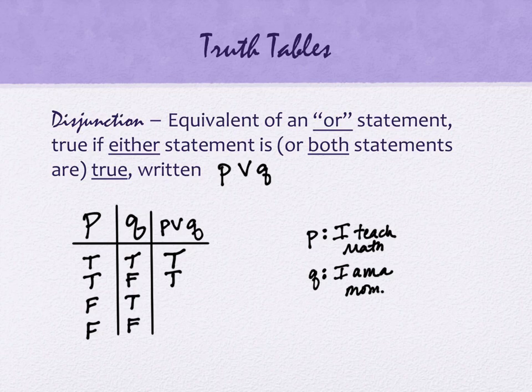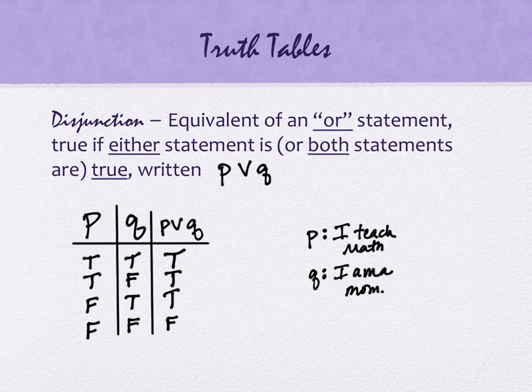Dr. Justice was next. Dr. Justice comes in and she says, I teach math or I'm a mom. And you're like, again, well, she's a mom. So that's a true statement. And Dr. Thomas comes in and says, I teach math or I'm a mom. And you're like, still no, not working for me, right? It is a false statement. So every single time, it will work out this way.